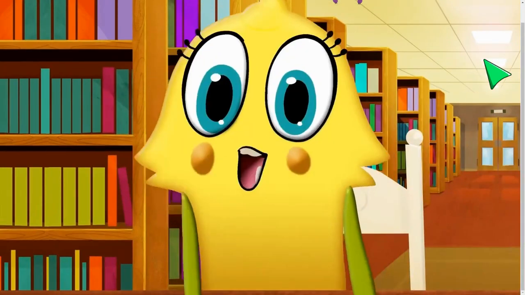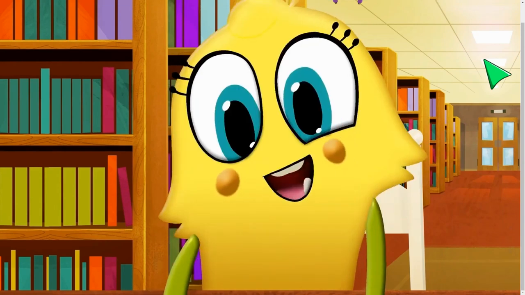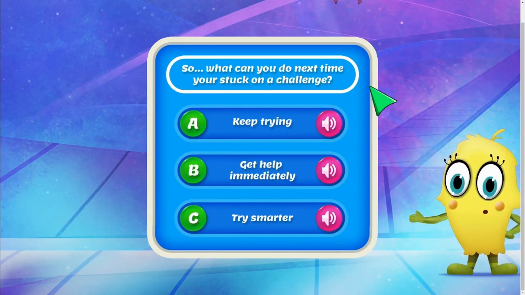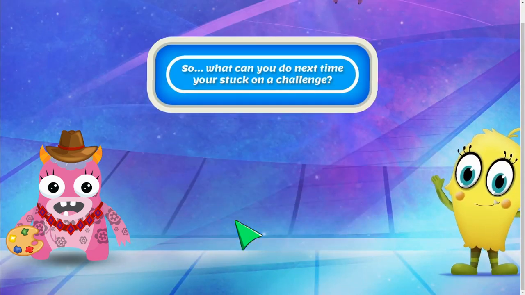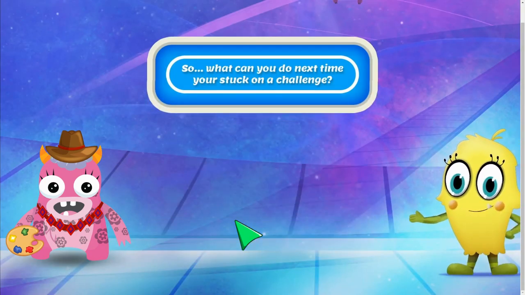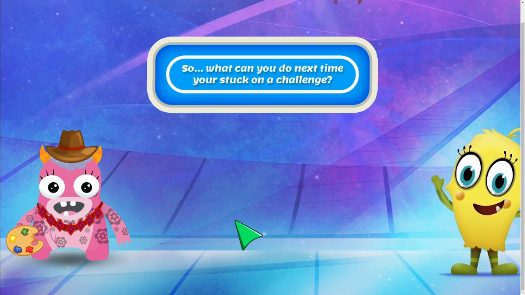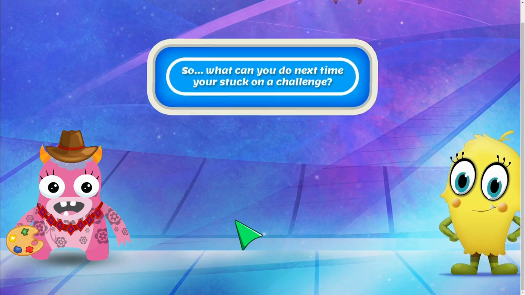Yet! When you're stuck on a challenge, do you ever feel like giving up? What could you do instead? So, what can we do next time you're stuck on a challenge? Yeah! Studying your weak spots, checking your progress with a parent or teacher, staying focused and remembering not to be hard on yourself for making mistakes will help you overcome the challenge.